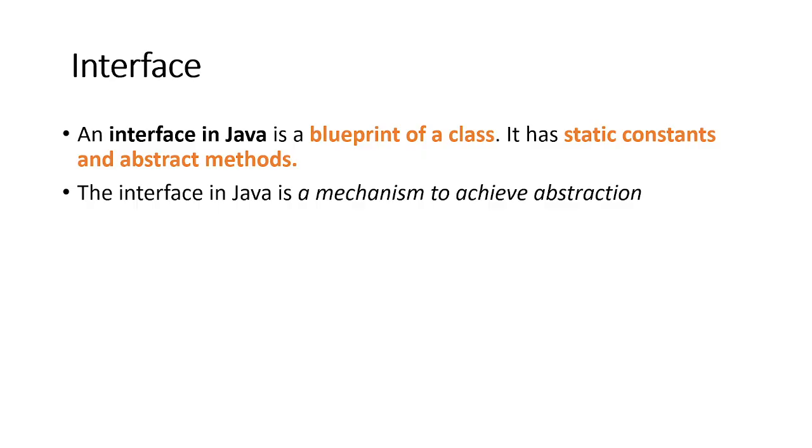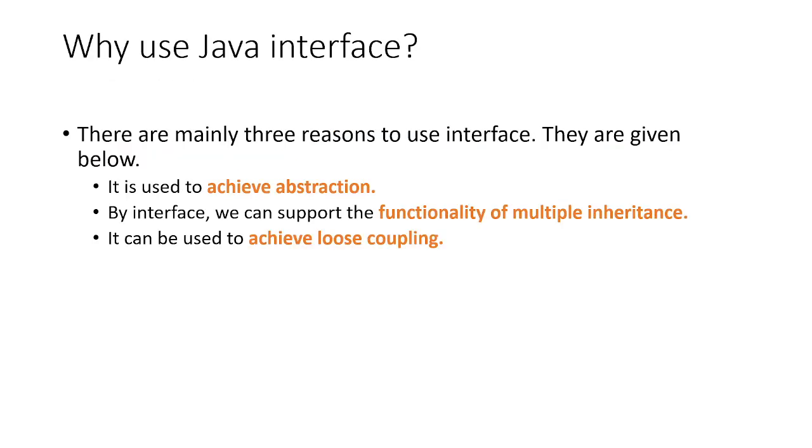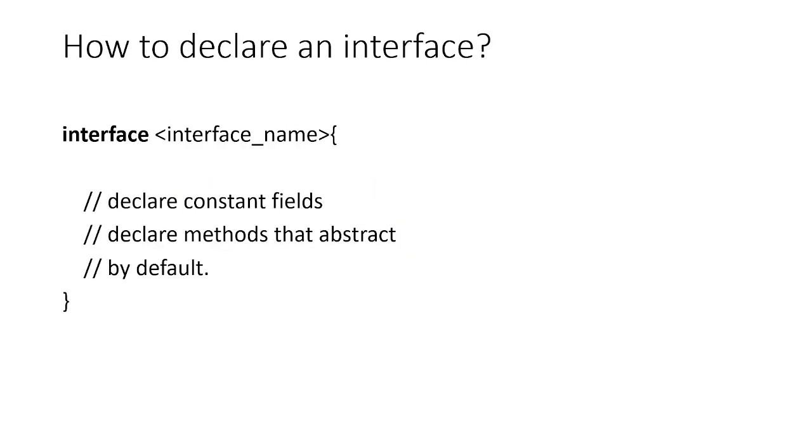The next topic is the interface. An interface is the blueprint of a class. It's just like a class, but the main aim of the interface is to achieve abstraction. Why do we use the Java interface? There are three reasons: abstraction, multiple inheritance, and achieving loose coupling. How to declare an interface? Interface name, which consists of data and methods.